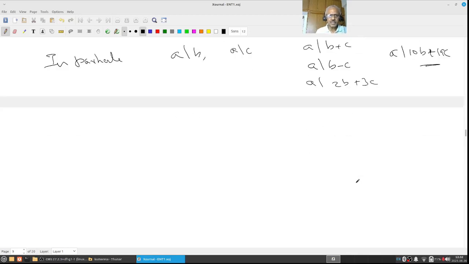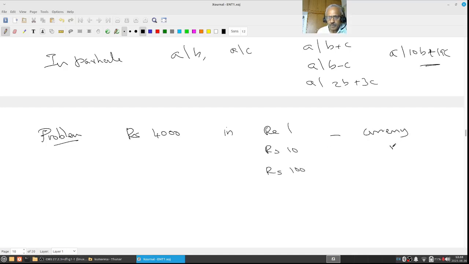Now let us use it. Before I go to something else, let me use this to solve some interesting problem, to show why these things are important. Suppose I want to have 4000 rupees, in 1 rupee denomination and 10 rupee denomination and 100 rupee notes. These are all currency notes. But how many currency notes do I want to have?